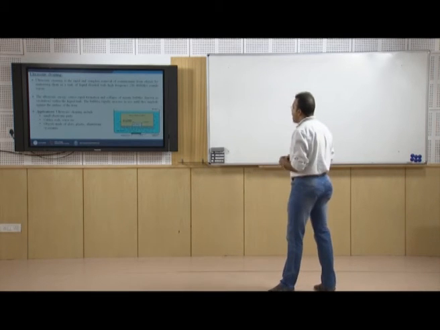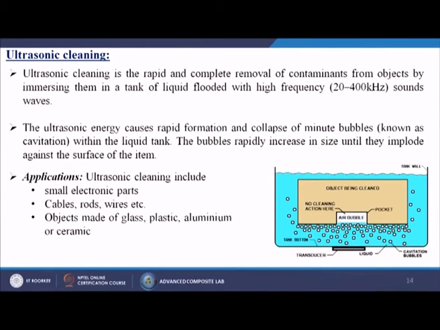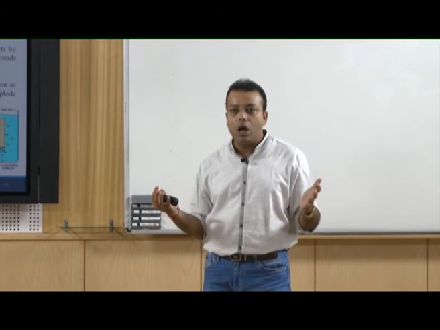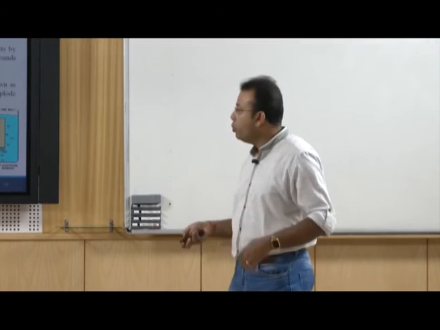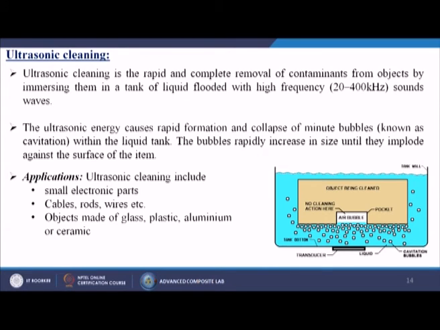Next one is called ultrasonic cleaning. Ultrasonic cleaning is the rapid and complete removal of contaminants from objects by immersing them in a tank of liquid flooded with high frequency, generally 20 to 400 kilohertz, sound waves. Simply, we put our material into an ultrasonic bath, then apply ultrasonic vibrations or motions by which we can do this kind of cleaning. The ultrasonic energy causes rapid formation and collapse of minute bubbles, known as cavitation, within the liquid tank. The bubbles rapidly increase in size until they implode against the surface of the item.